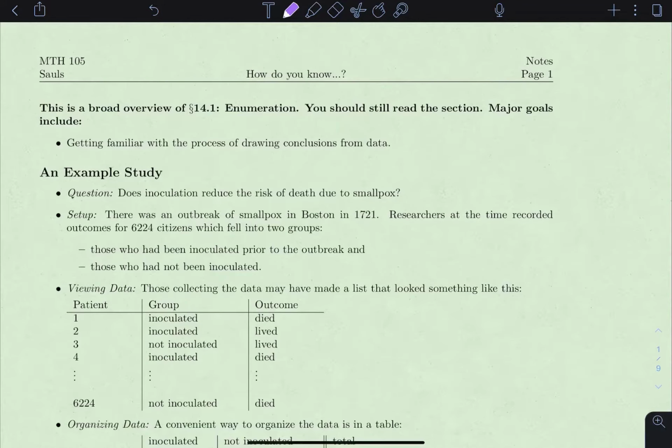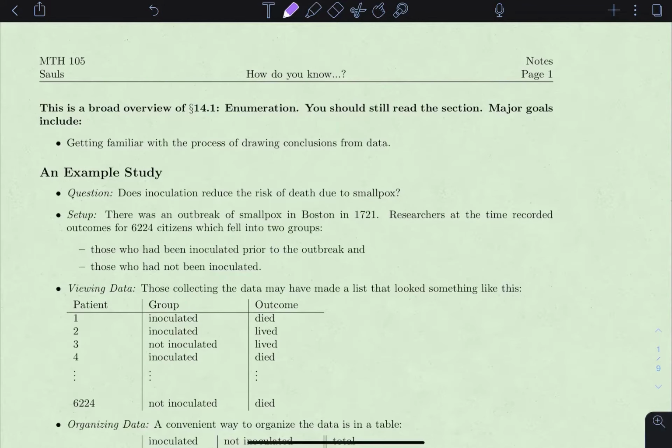And to be clear about what inoculation is at the time, they would take the scabs of people who had smallpox, dried them and ground them up into a powder. And then the process of inoculation was taking these smallpox scabs and rubbing them into wounds of people who had not been infected with smallpox.